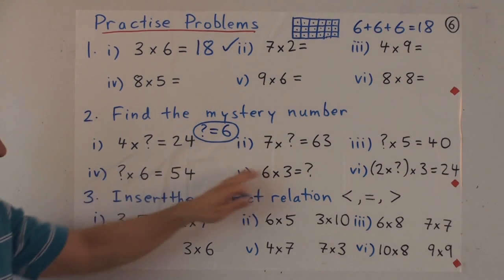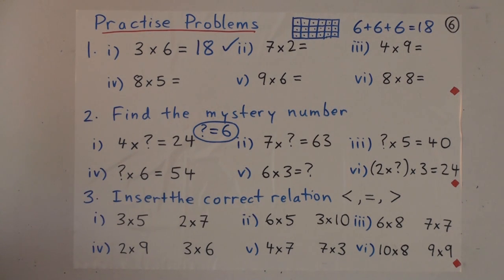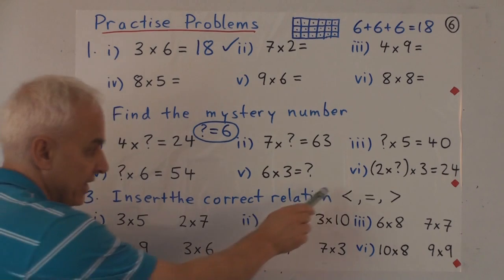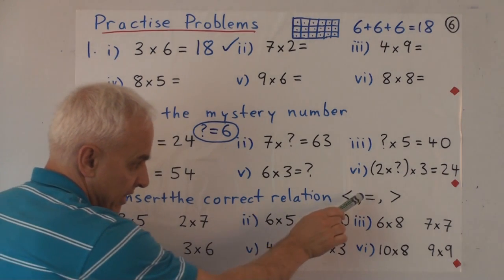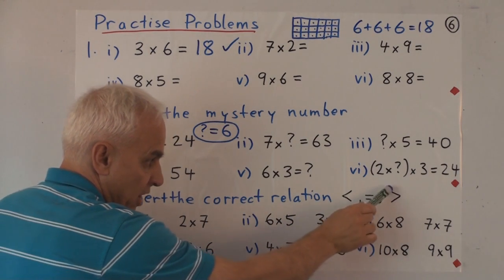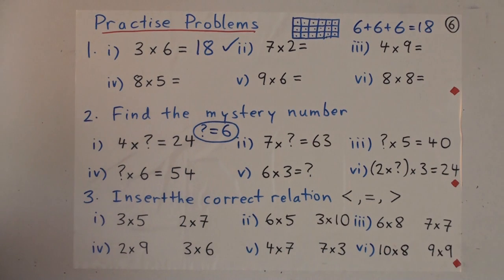And I'll leave these ones here for you to figure out. In this third question, we're asked to insert the correct relation. The less than relation, the equals relation, or the greater than relation. Let's have a look at the first one.